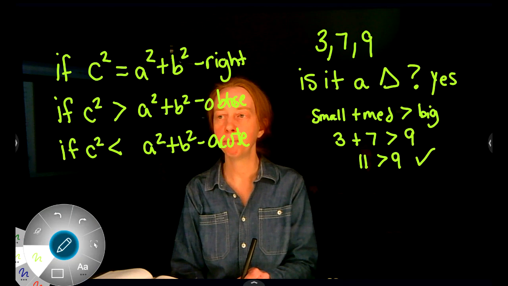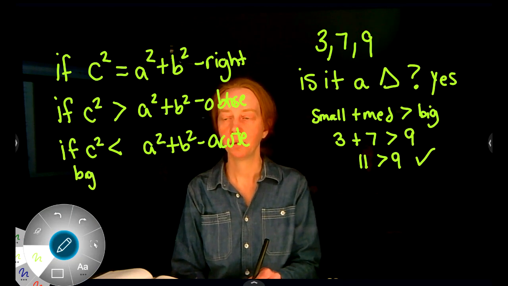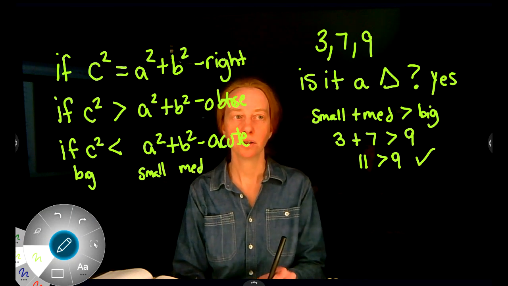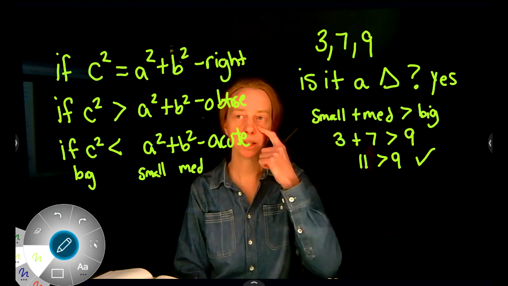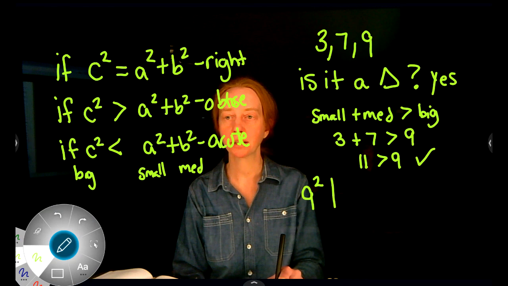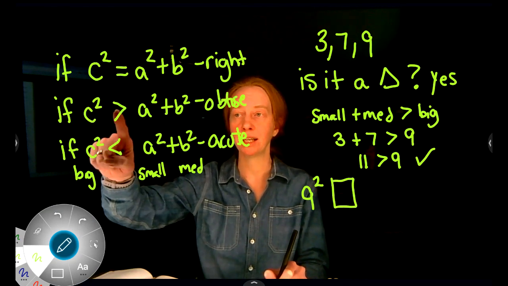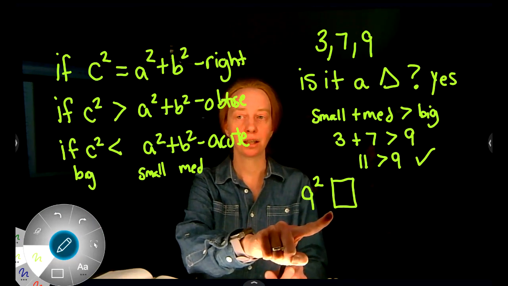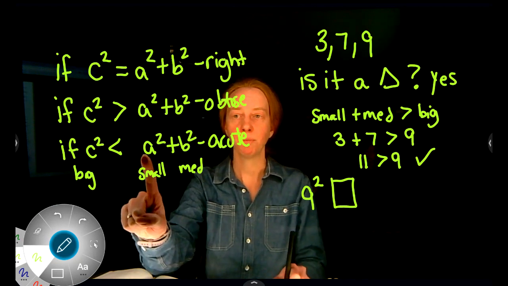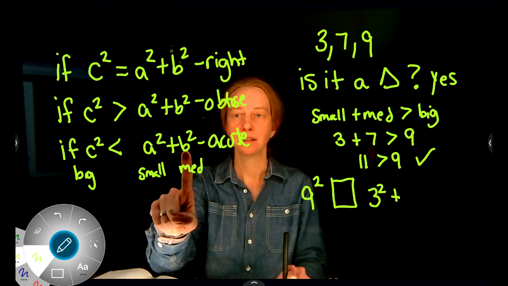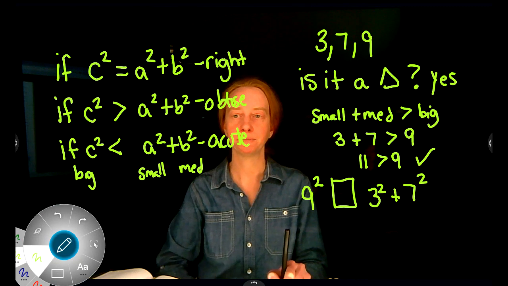C is always going to be our biggest side. And then we're going to do our small and our medium. So maybe make a note of that. So let's go ahead and look at this: 3, 7, 9. Which one is our biggest side? That's the 9. So I'm going to write 9 squared, and I'm going to put a little box here because I don't know which symbol it is. I don't know if it's equal, greater, or less than. Now I'm going to do my small, which is 3 squared, plus 7 squared, my medium.